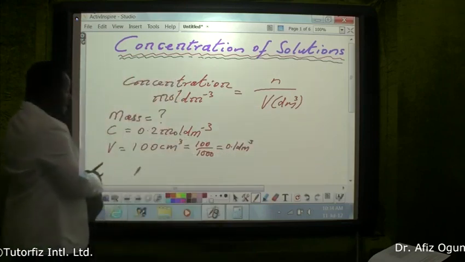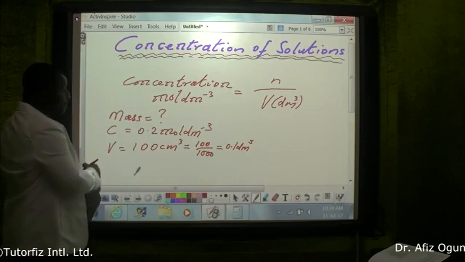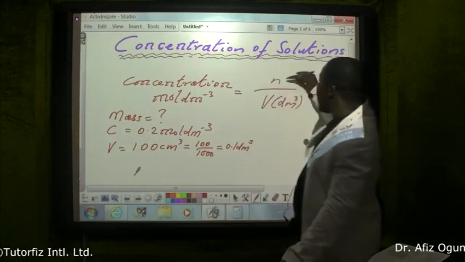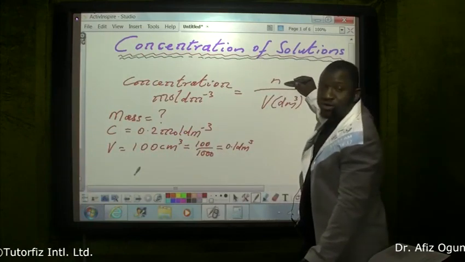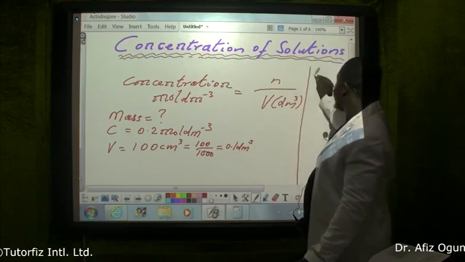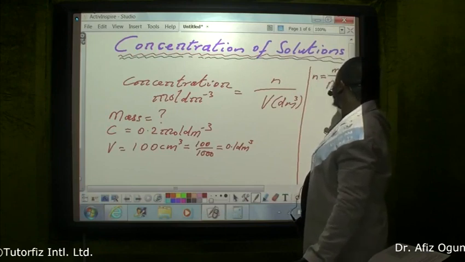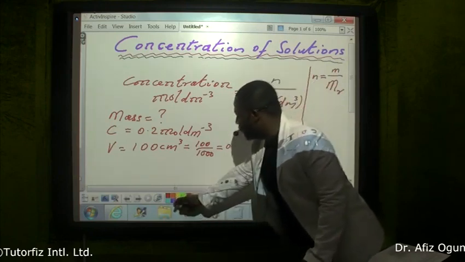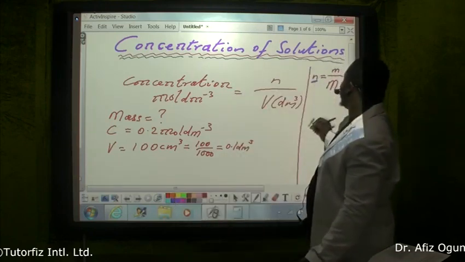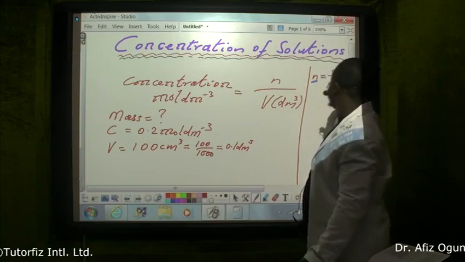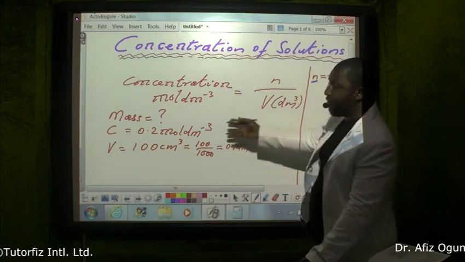Easy. Now, I am looking for mass. For me to get mass, remember when I was teaching you mole, if I know the number of mole, of course I will know the mass of the substance I'm looking for. Because remember, number of mole equals given mass divided by molar mass. If I know the number of mole and I know the molar mass, of course I know the molar mass because I'm given the periodic table, so the mass will be easy for me to know.